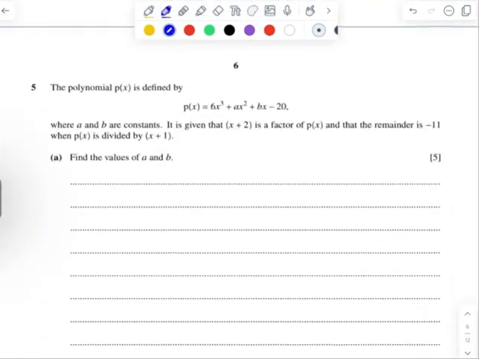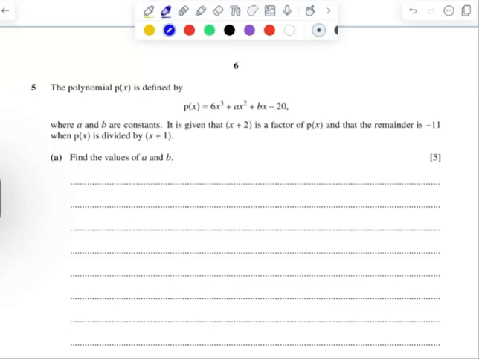Let's jump right into question 5. So they say here, immediately I can see we're looking at polynomials. So this is our first chapter in our syllabus. Under algebra, you've got modulus and you've got polynomials and the remainder factor theorem. So this is what we're looking at now.